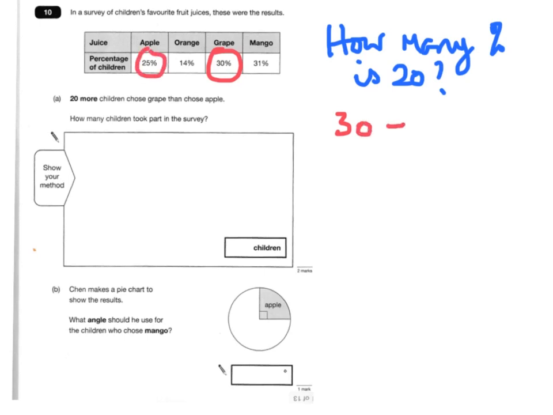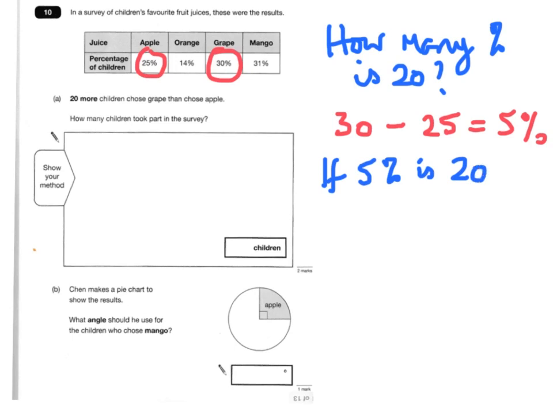So 30% chose grape and 25% chose apple. So that leaves us 5%, that's the difference between grape and apple, as in A. So if 5% of the kids represent 20 children, then the numbers in the survey, 10% will therefore be 40 children, and 100% will, in that case, be 400 children.